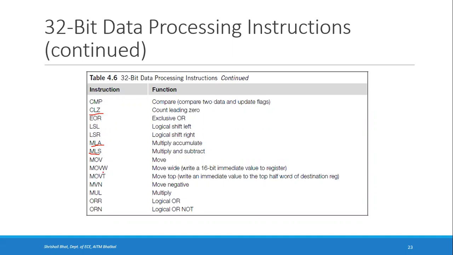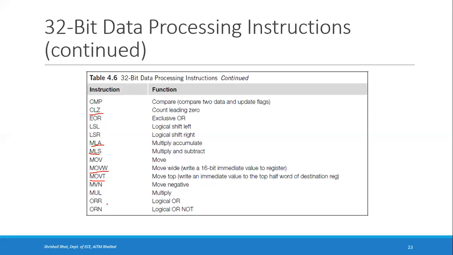Move wide means to write a 16-bit immediate value into a register. Then MOVT, move top, writes an immediate value to the top half word of a destination register. So if you have a 16-bit number and you want to store it in the upper half of a 32-bit register, you can use MOVT. Otherwise, by default, it will be loaded into the lower half of the register. Then MVN is move negative, MUL is multiply.